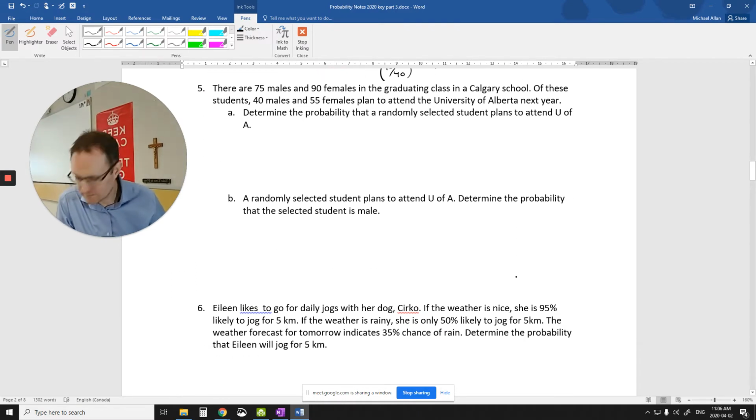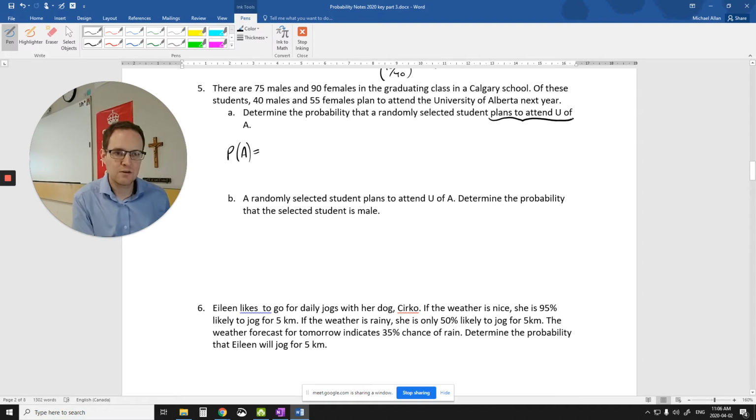So the next one here, there are 75 males, 90 females in a graduating class. Of them, 40 males and 55 females plan to attend University of Alberta next year. Determine the probability that the randomly selected student plans to attend university. Okay, so the probability that they plan to attend, so that's just going to be PA, let's just call that. Plans to attend U of A. Kind of weird spot to put that A. Let's put that over here. Let's call this event A.